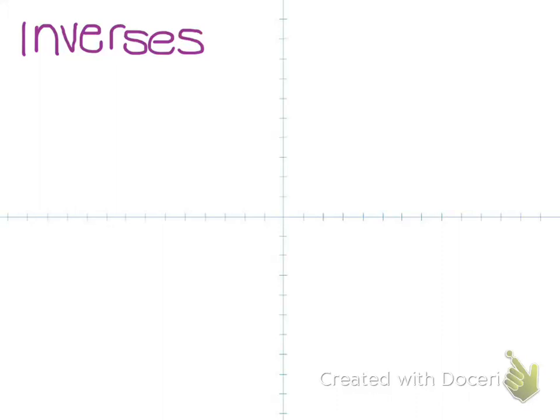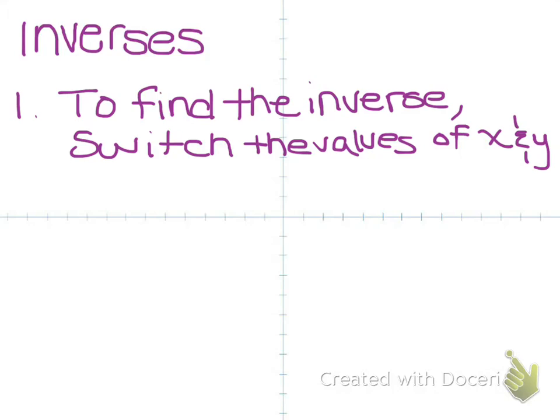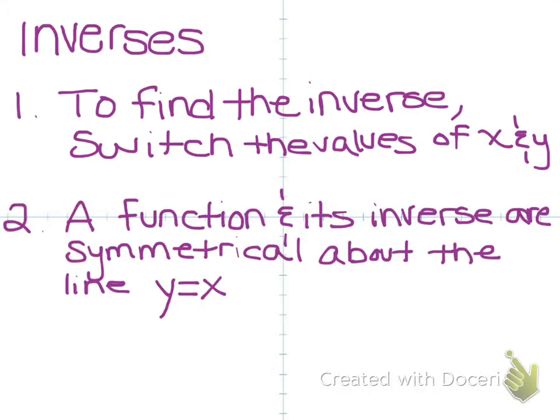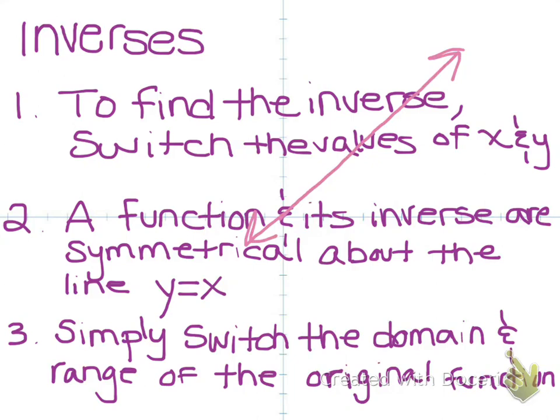There are three key points to note about graphs and their inverses. To find the inverse, switch the values of x and y. A function and its inverse are symmetrical about the line y equals x, which looks like this. And to find the domain and range of the inverse, you simply switch the domain and range of the original function.